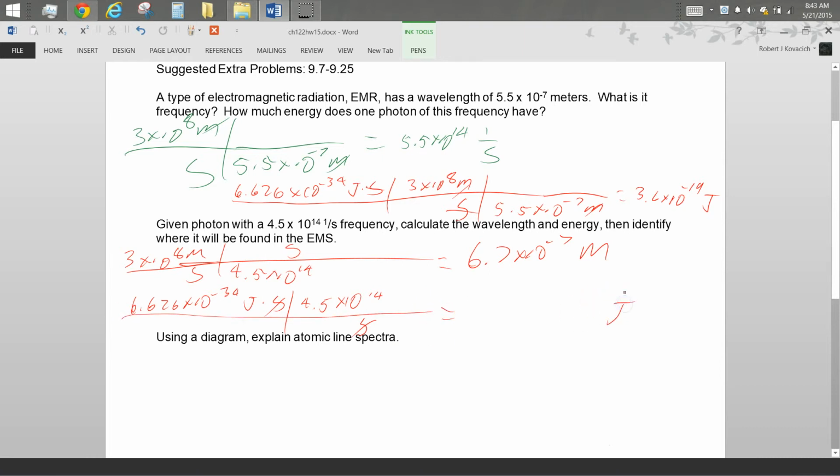And so I'll get joules out of this. So 6.626 E negative 34 times 4.5 E 14 equals... and so I get 3.0 times 10 to the negative 19th joules. Okay, so how do we answer the other part of this question?